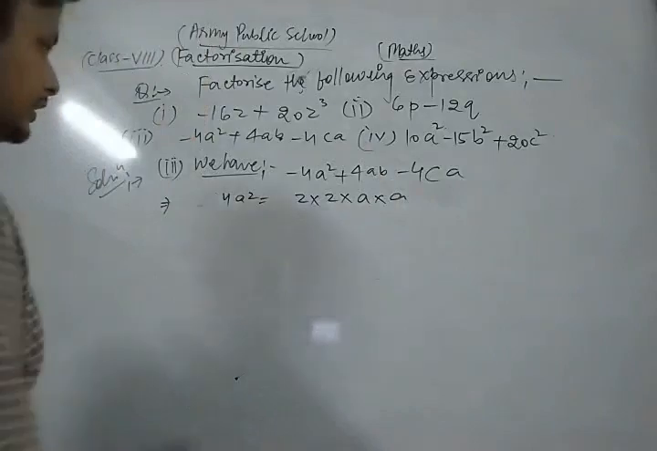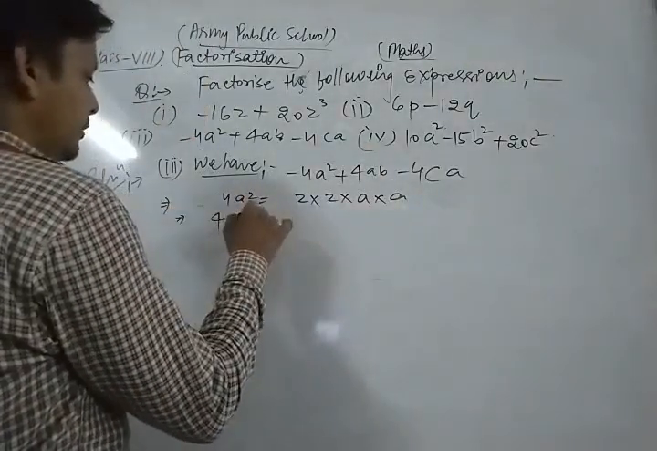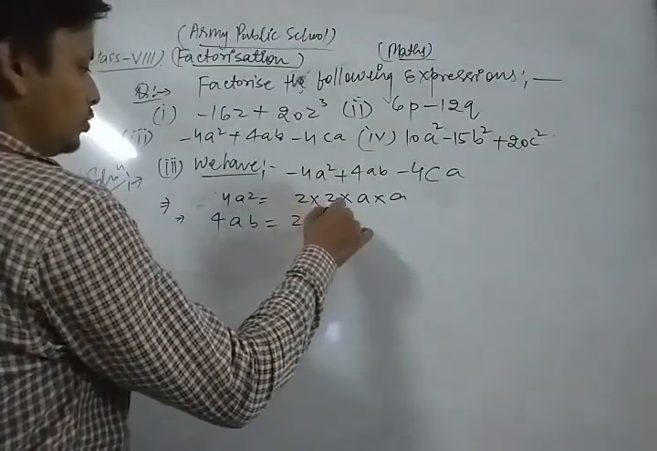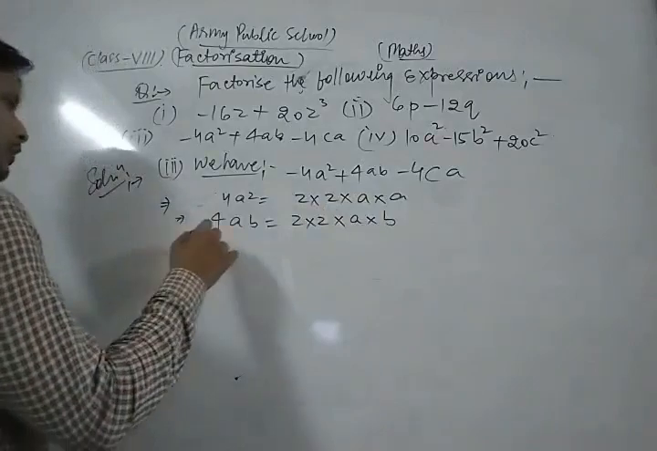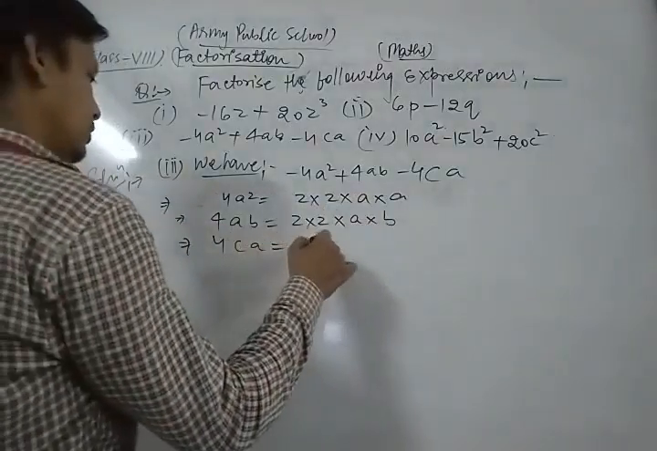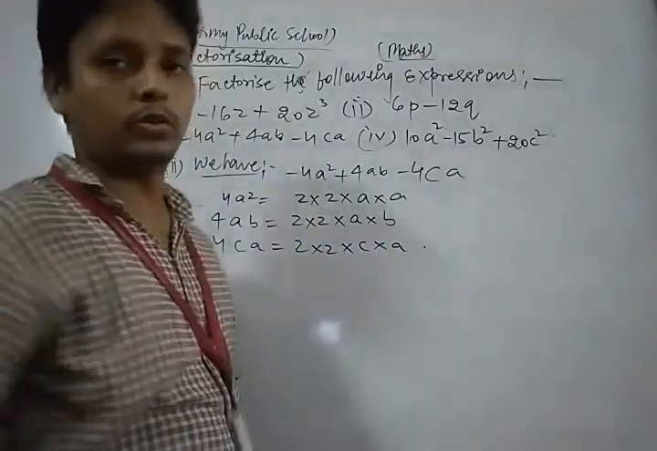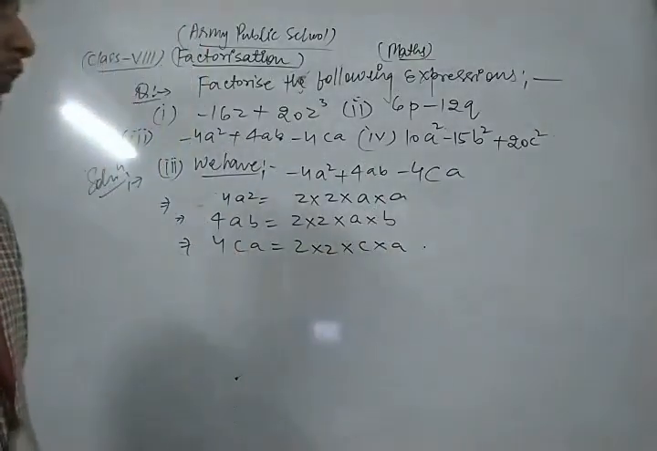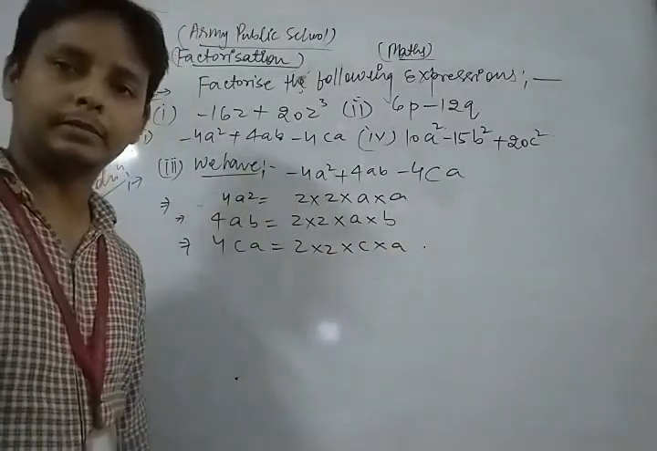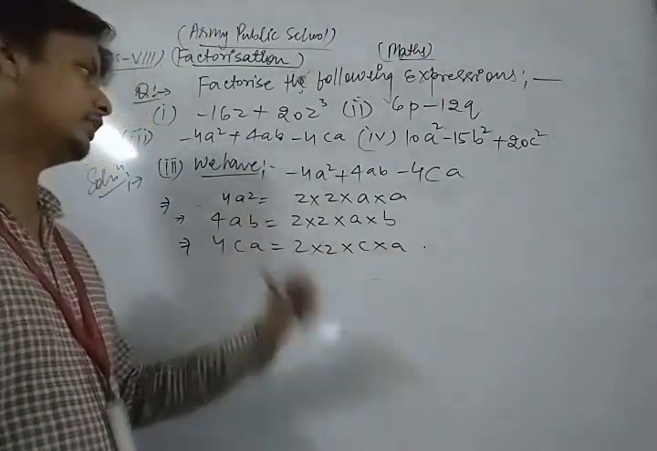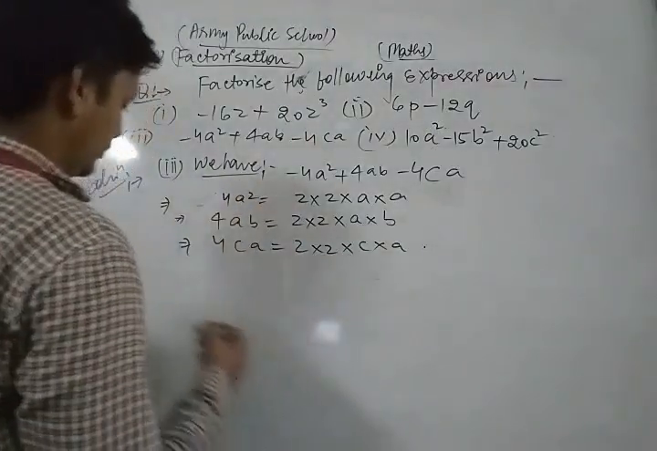Now we take the second term of this expression, which is 4ab. 4 we can write as 2 into 2, and a into b we write as it is. Now we take 4ca, so we can write 2 into 2 into c into a. Okay, dear students, first of all we take each term of the given algebraic expression and do its prime factorization.